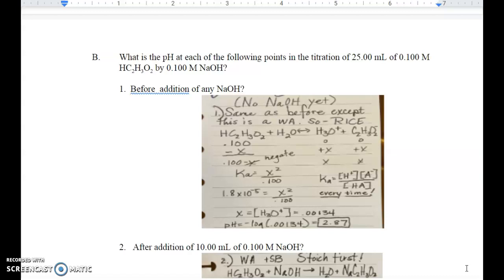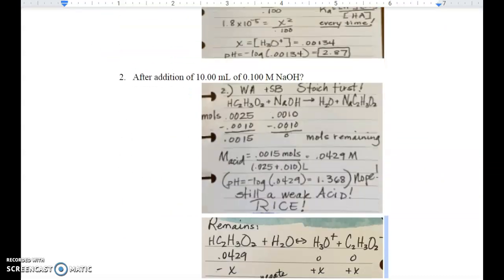So we knock out that rice table, and you'll notice that that follows Ka is equal to H plus times the anion concentration over HA. HA simply is the original concentration of the acid. All right, plugging all that in, we end up with a hydrogen ion concentration of 0.00134, and we end up with 2.87 for our pH. That is of our weak acid. Okay, so then what happens if we add some NaOH?